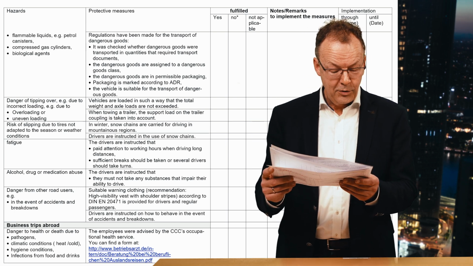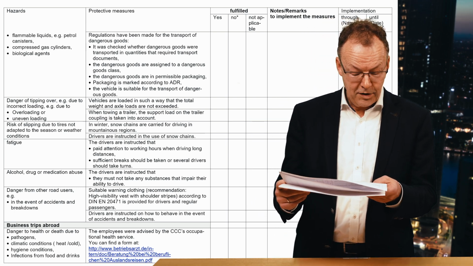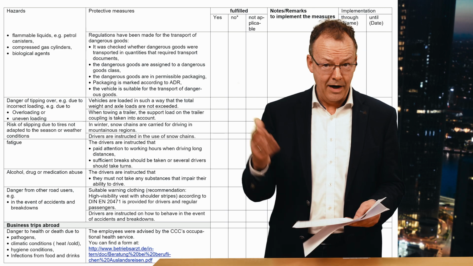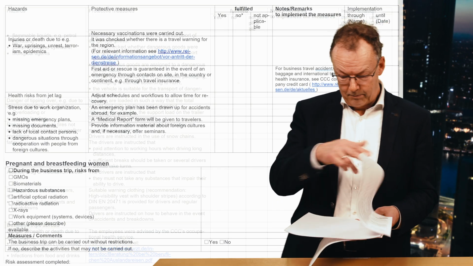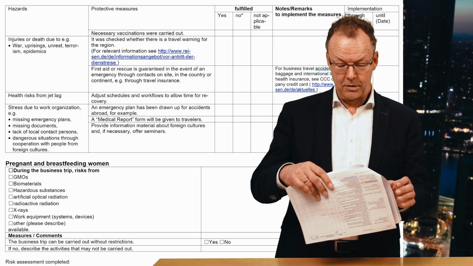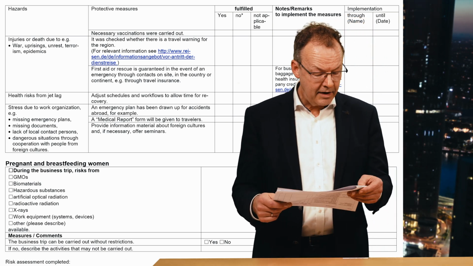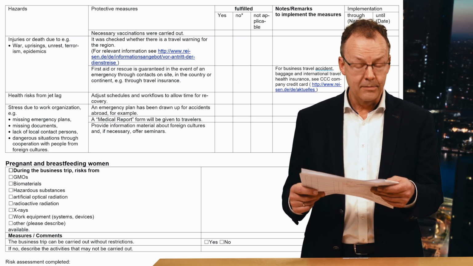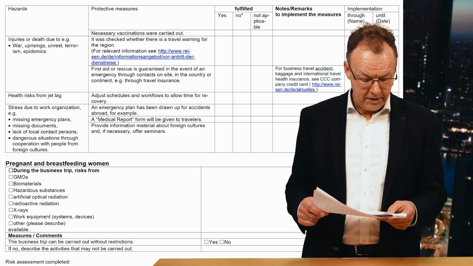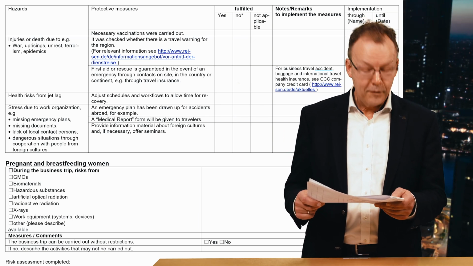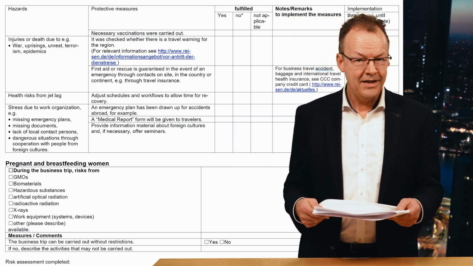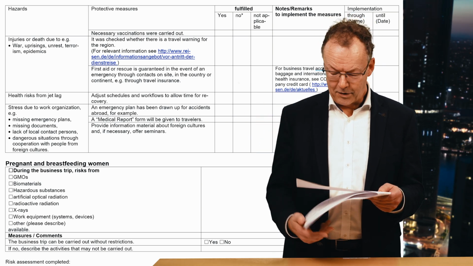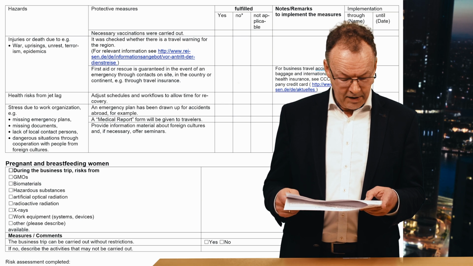Danger to health or death due to pathogens, infections from food and drinks. So dangerous drinks, I don't know, in New York, you may have a root beer or Dr. Pepper or whatever. Maybe you have to be careful what you drink there. And next thing is injuries or death due to, for example, war, uprisings, unrest, terrorism, epidemics. Also an important topic. And another thing is health risks from jet lag. So also that you should rather avoid that. And with your schedule, you should have some time for recovery. And it goes on like that.